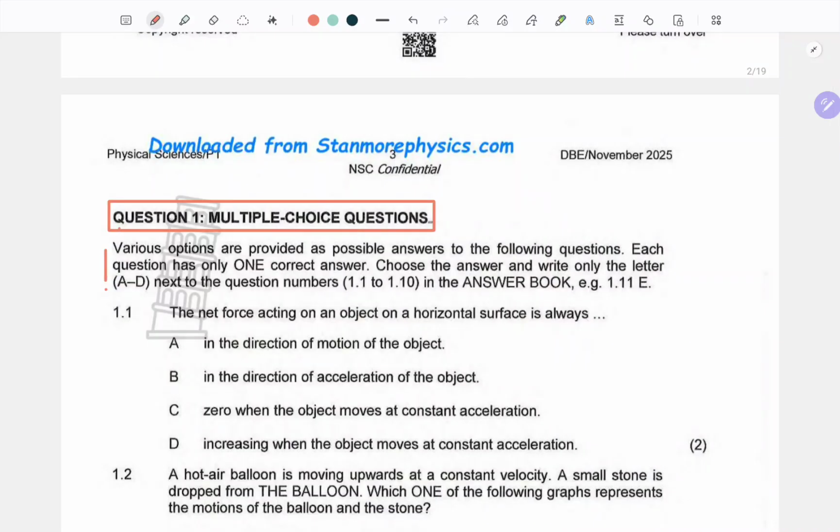Now we're told here that various options are provided as possible answers to the following questions. Each question has only one correct answer. We are then to choose the answer and write only the letter A to D next to the question numbers 1.1 to 1.10. And here's an example that for question 1.11, the correct option is E. Now this is to suggest that there's only one answer expected from a student.